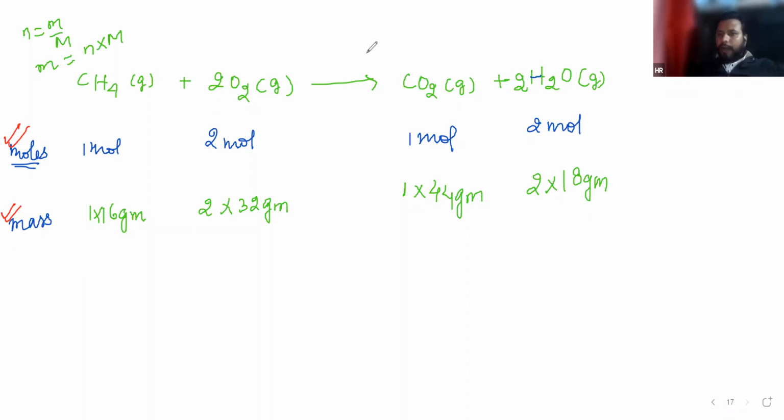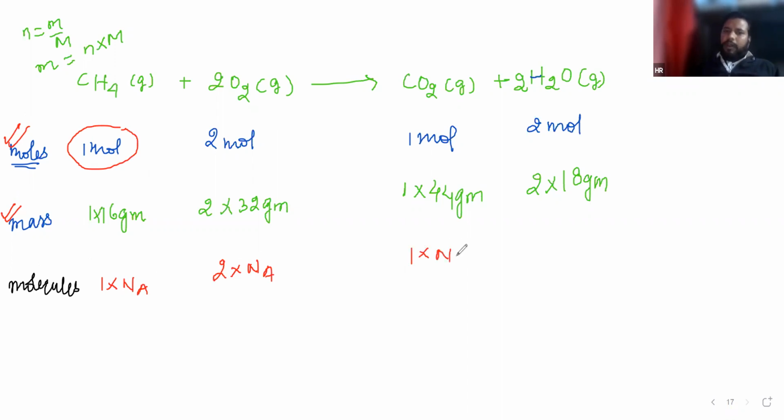Now we are going to calculate it in number of molecules. See, for molecules, you know that in 1 mole, how many molecules are present? Yes, sir, Na. So 1 into Na. Here it will be 2 into Na because 2 mole is present. Here 1 mole, so 1 into Na. Here 2 mole present, 2 into Na. Everyone okay? Krishna? Yes, sir.